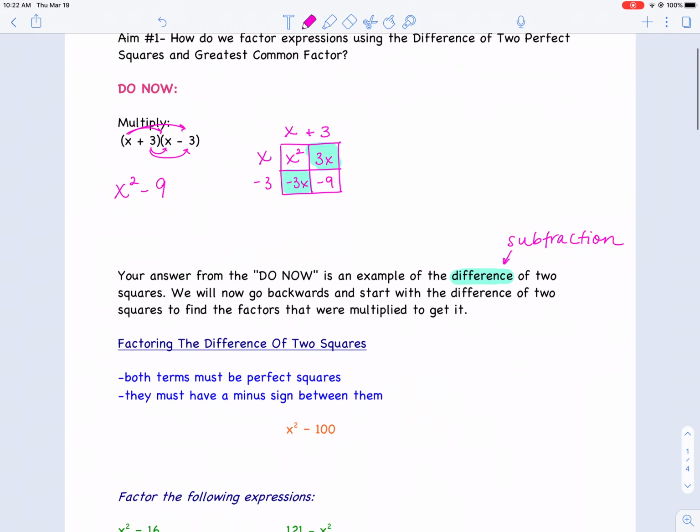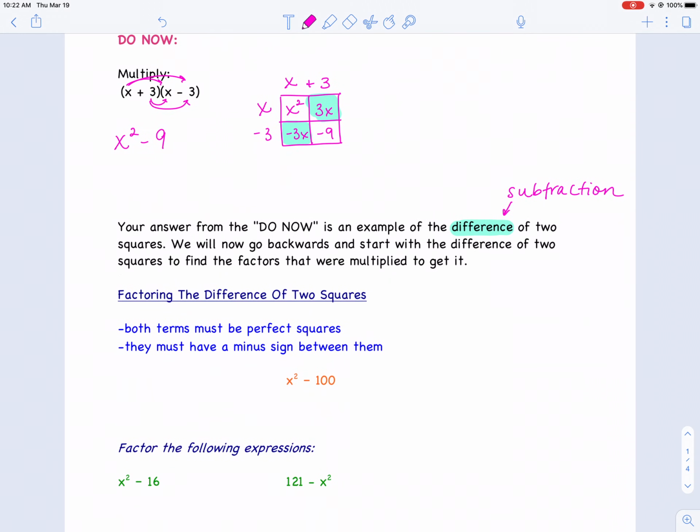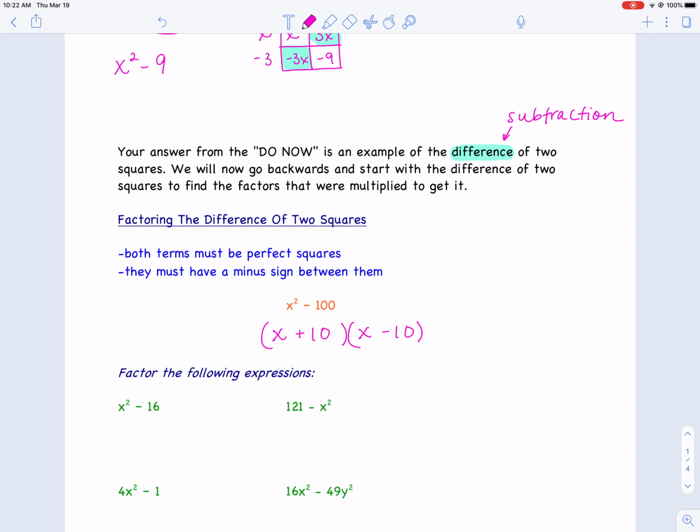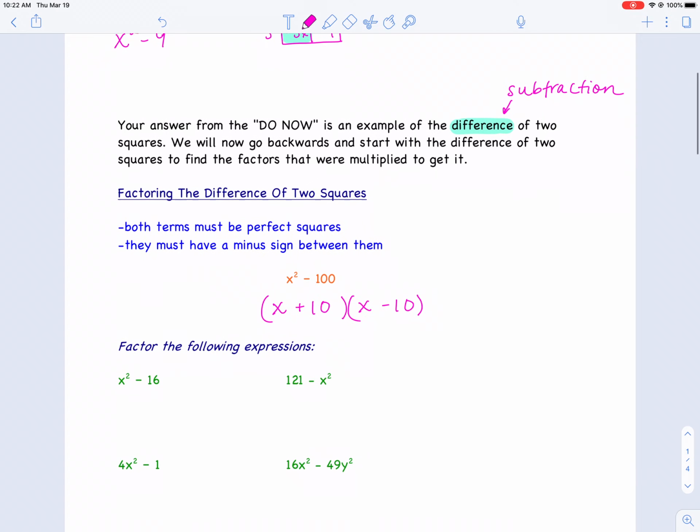So it's going to be very easy to factor the difference of two perfect squares. Here's what you have to know. Both terms have to be perfect squares, and there must be a minus sign in between them. So if we wanted to factor x squared minus 100, you would open up your two sets of parentheses. The square root of x squared would be x, and the square root of 100 is not 50, it's 10. So you just need a plus 10 and a minus 10. Because if you wanted to double check yourself and multiply that through, your middle terms would drop out and you would get x squared minus 100.